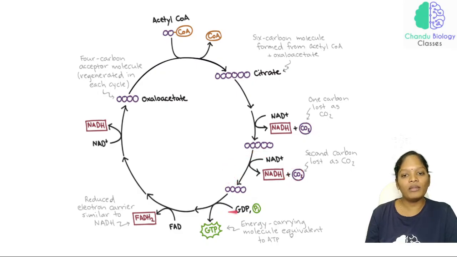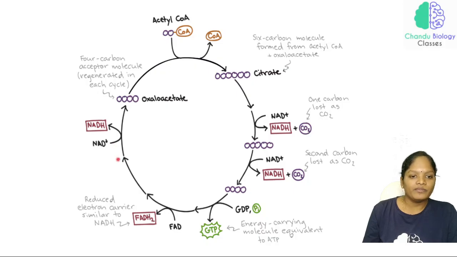Now in this 4 carbon, the energy carrying molecule equivalent to ATP, that is nothing but GTP, is formed. Here the GDP plus Pi form a GTP. Here NADH has been produced. Here also NADH has been produced, and here GTP has been produced. Now in the upcoming reaction, the FAD has been converted to FADH₂, and this is also an electron carrier similar to NADH. So here NADH, this is the proper formula, and here it is FADH₂.